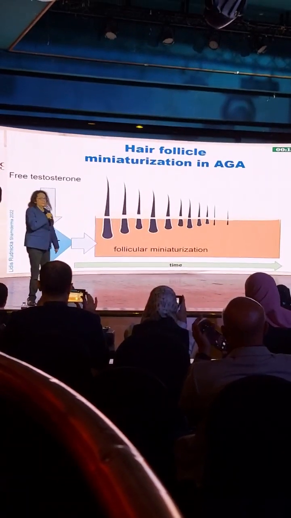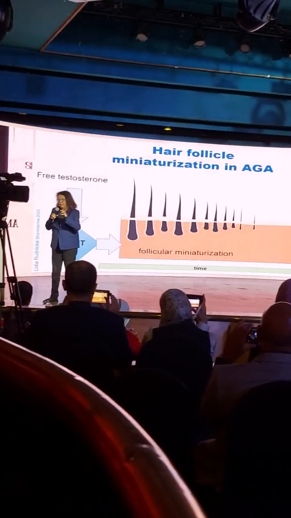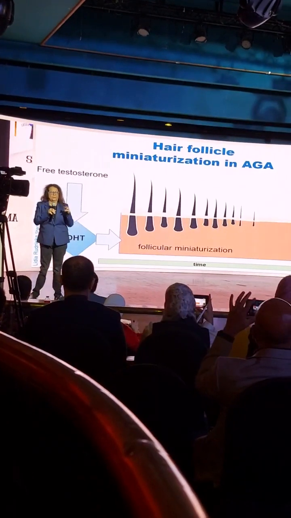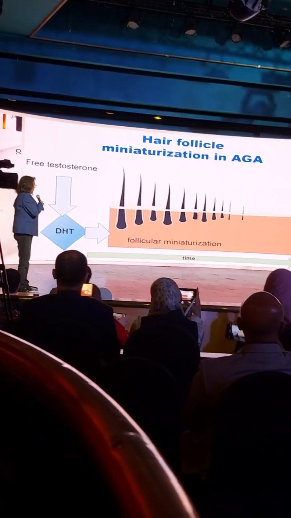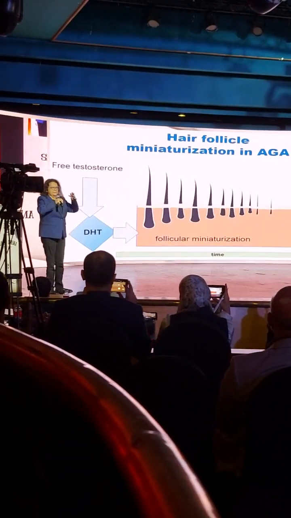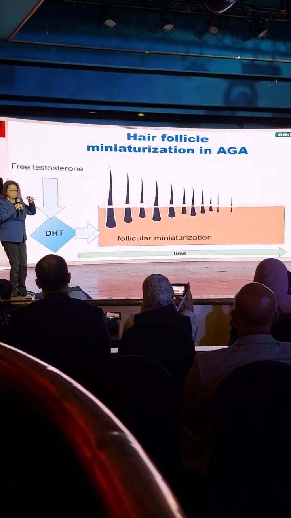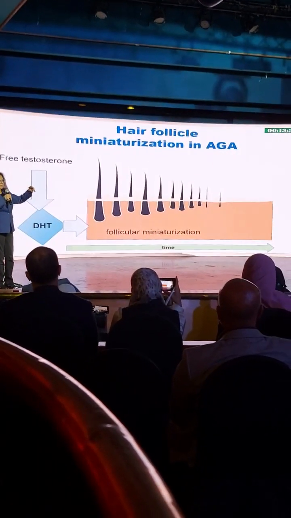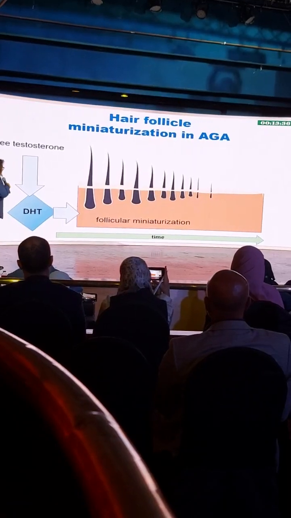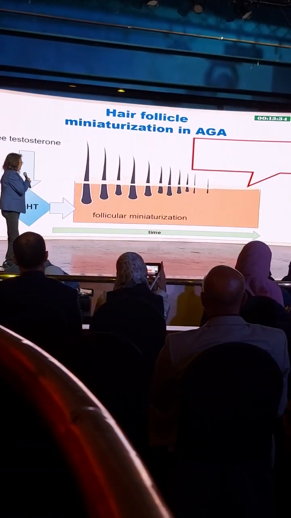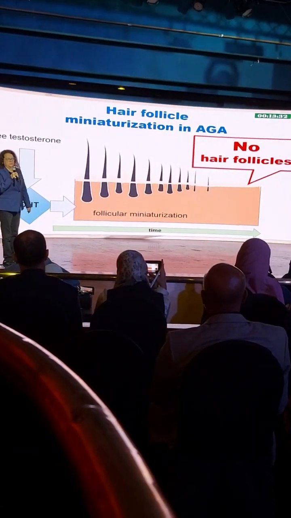Because we all know that in androgenic alopecia, the main problem is miniaturization of the hair follicle. So the hair follicles become increasingly smaller and thinner, and they produce hairs which are smaller, thinner, and hypopigmented. But at one point, there is a follicular dropout.